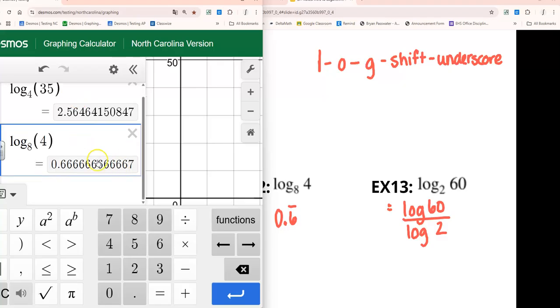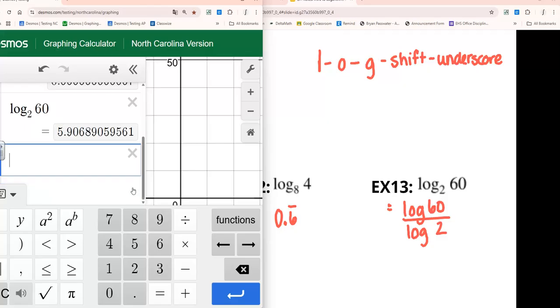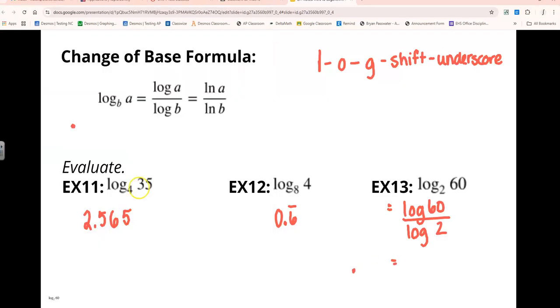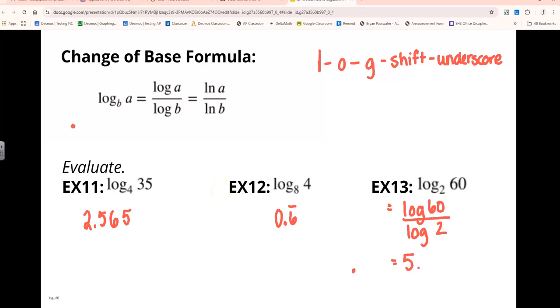For this, I could type it in, log base 2 of 60. That's what most kids go with because it is easier. But just to show you that this works, if I do log 60 divided by log 2, I also get that same number. And in fact, I could also do natural log of 60 divided by natural log of 2. Right there, same number. So we'll look at change of base a little bit more later also. So for that, what do we get? 5.907 if we rounded that to 3 places.